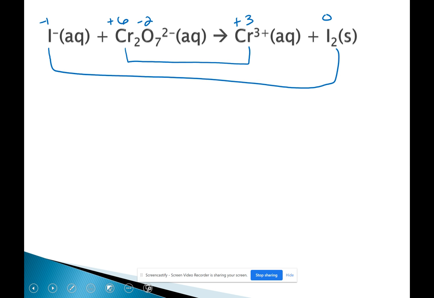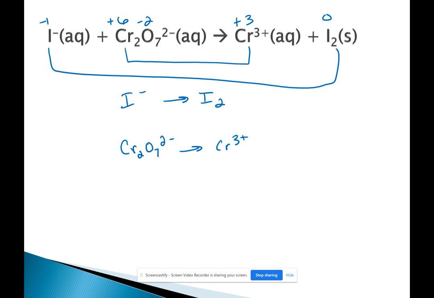I will pull those two half reactions out. So iodide goes to I2, and dichromate goes to chromium 3. So to balance my oxidation half reaction, the first thing you need to do is to make sure there's the same amount of atoms on each side. So you balance everything except oxygen and hydrogen first.